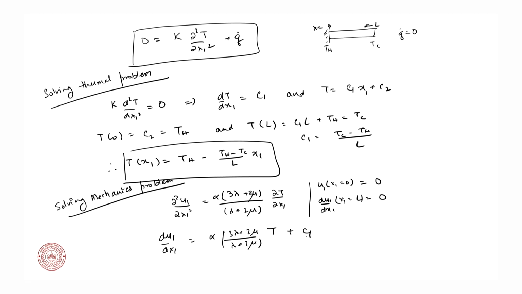If we integrate it again, then we will find u1 as a function of x1 as alpha 3 lambda plus 2 mu over lambda plus 2 mu, integration from 0 to x1 of t as a function of z, and let's say it's a time driven function as well, dz, plus c1 x1 plus c2. Okay. Now we have two constants to solve for.